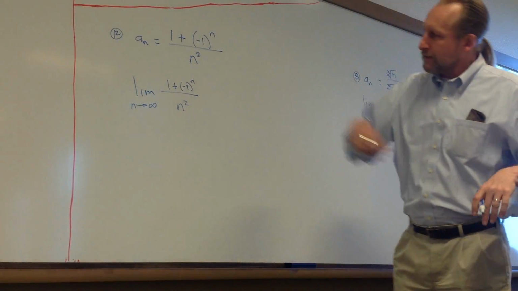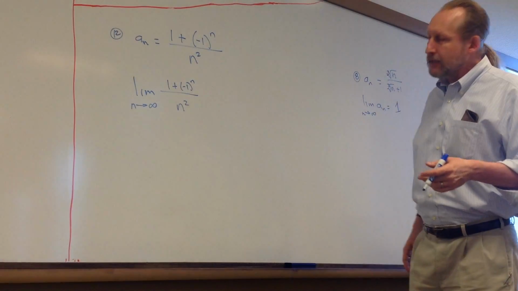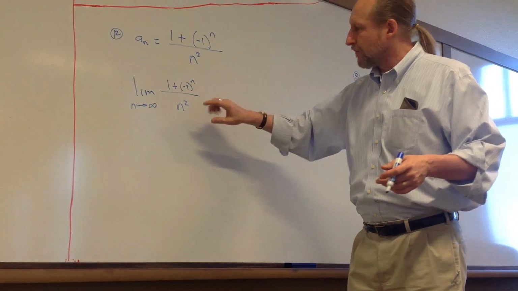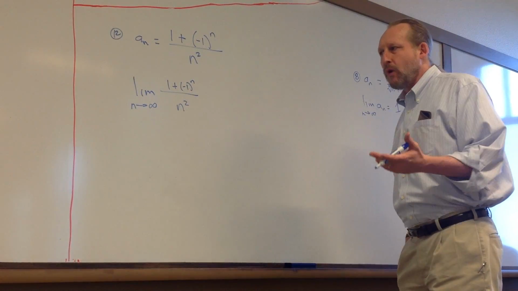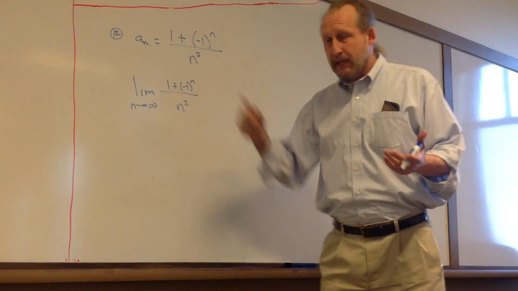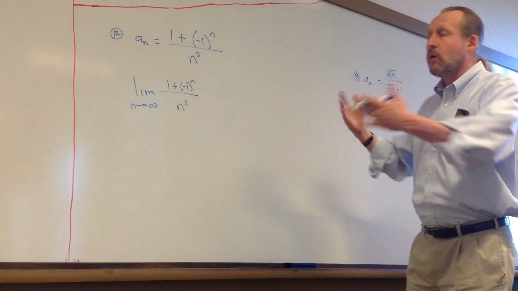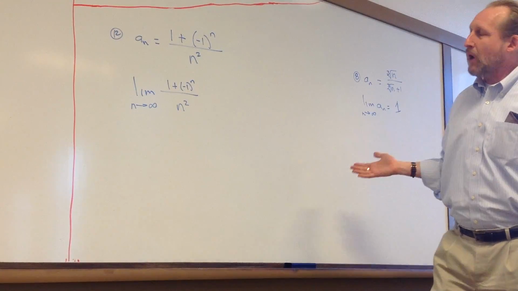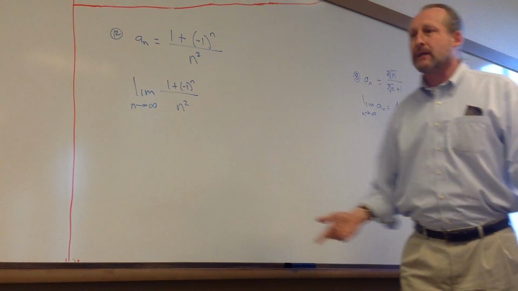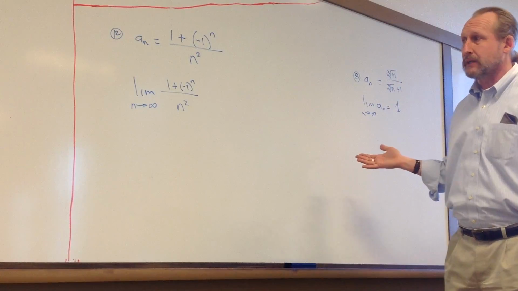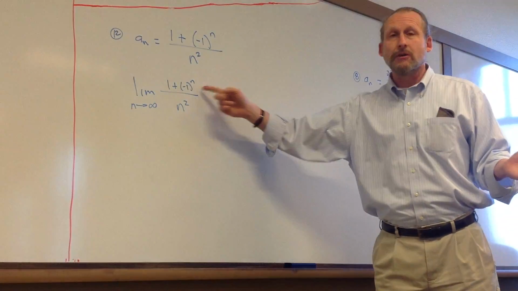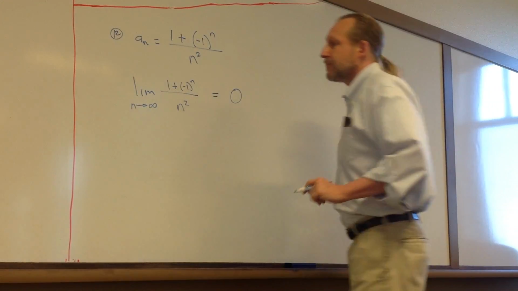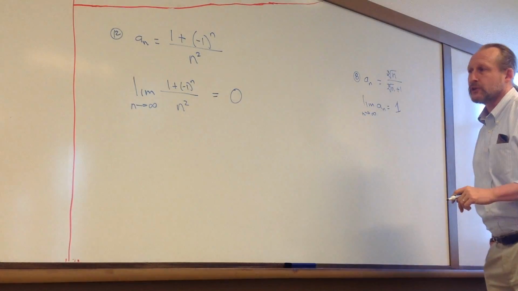So in the numerator, as n increases, this is going to bounce back and forth between positive and negative 1, which means that the numerator is either going to be 0 or it's going to be 2, but it's never going to be anything else. But while that's happening, the denominator is going to go to infinity. And so whether this is 0 or 2 really doesn't make any difference with that denominator going to infinity. The whole fraction will go to 0.